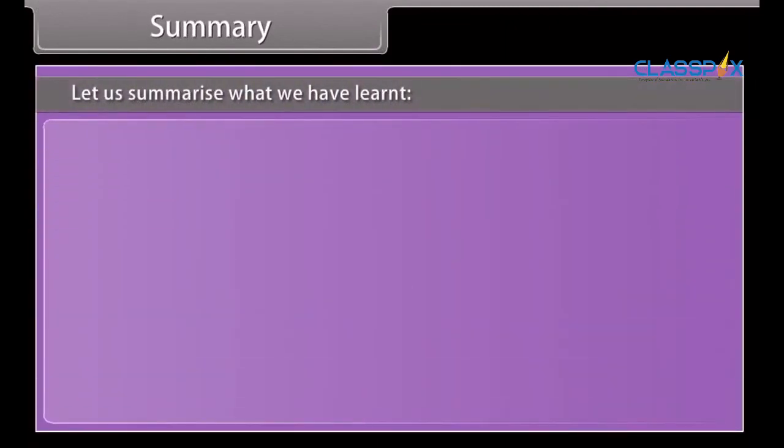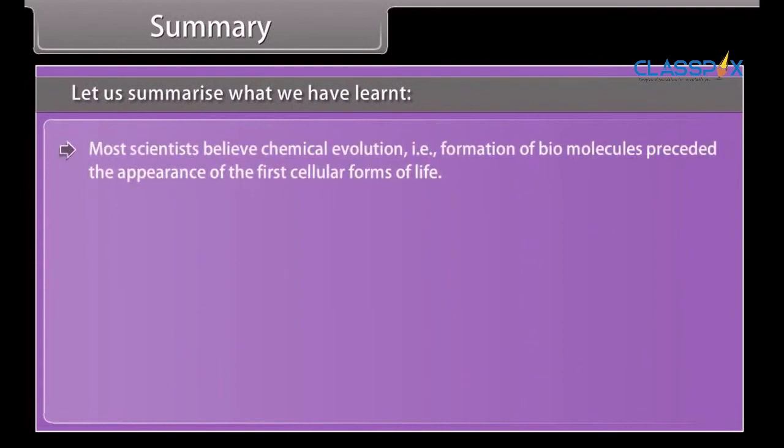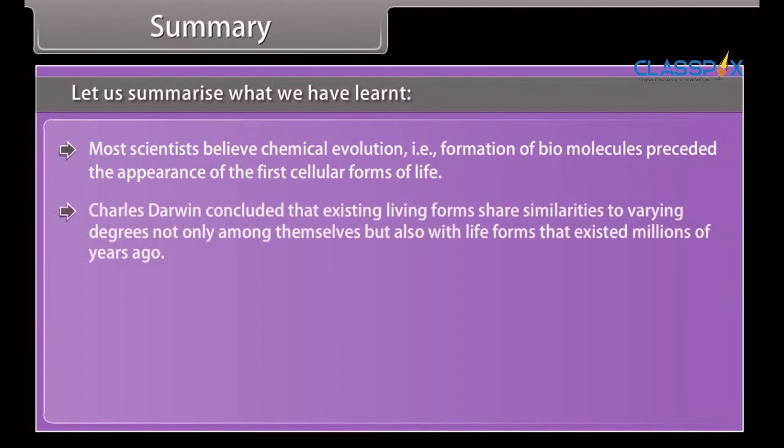Summary. Let us summarize what we have learned. Most scientists believe chemical evolution, that is, formation of biomolecules preceded the appearance of the first cellular forms of life. Charles Darwin concluded that existing living forms share similarities to varying degrees not only among themselves but also with life forms that existed millions of years ago.